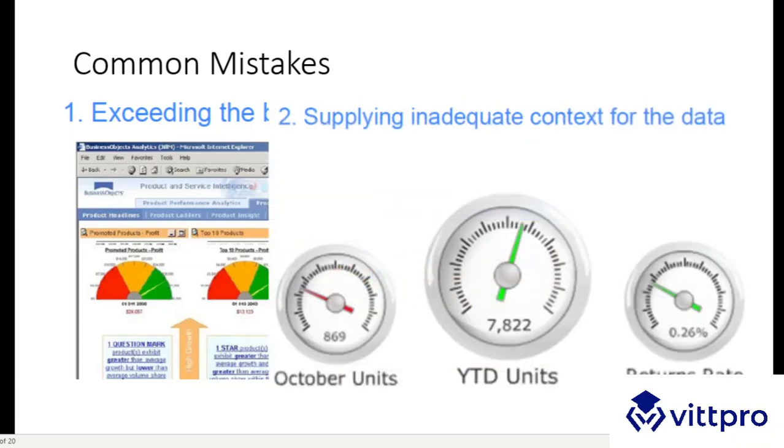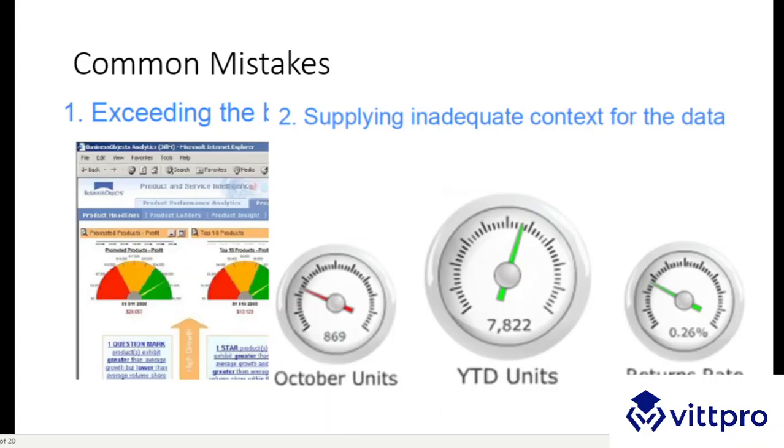The other thing is the speedometer. For example, here you will see on the screen that there is a measure of numbers, but it does not say if it's good or bad, and does not say what the unit is. It means year-to-date unit 7,822, but is it number of people, number of measures, number of staff, number of spare parts, in kilograms, in meters? It doesn't say any context. So that is not a good dashboard.